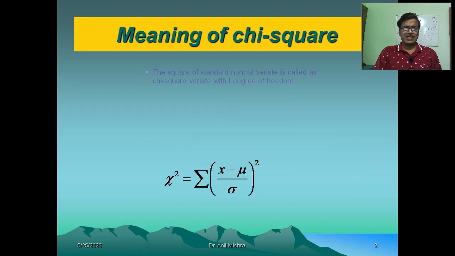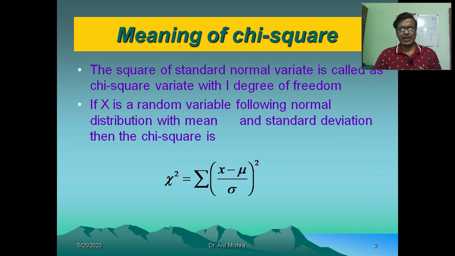And the chi-square test is nothing but the square of the standard normal variate. We know the standard normal variate is x minus mu divided by standard deviation. The sum of the squares of it is known as chi-square. Here, the sample is collected randomly from a normal distribution with mean mu and standard deviation sigma. So it will be written as chi-square equals the summation of the square of (x minus mu) divided by standard deviation, right?